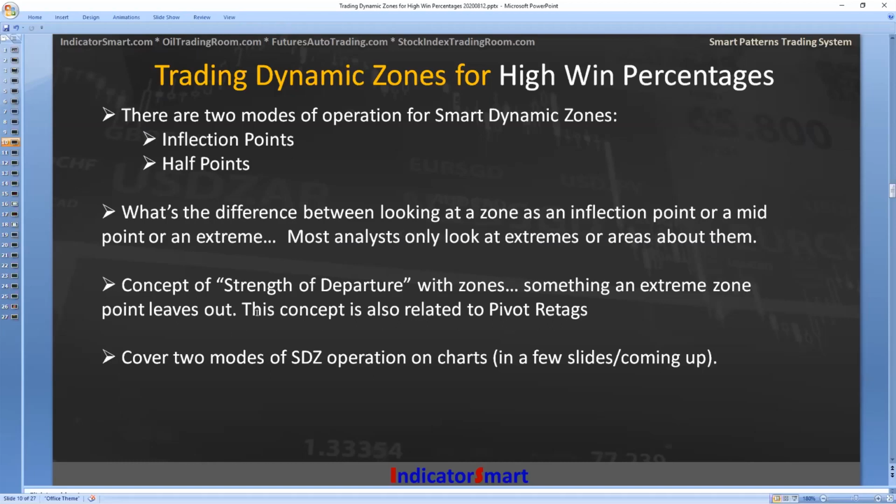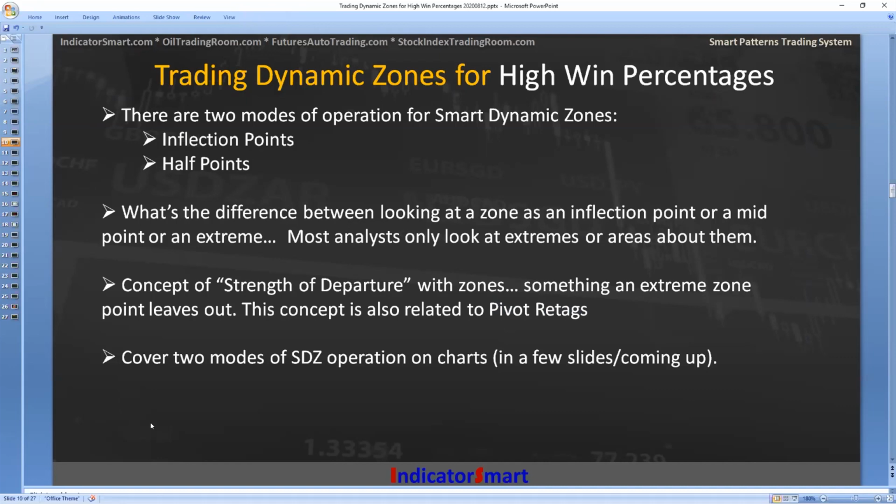This concept is also, for those who are in my trading room and have done some of my training, related to pivot retests, but you're looking at the quality of the pivot retest. So you also talk about pivot retags as zones. What's a pivot retag? It's where you come back and touch a prior area on the chart. Well, that's similar to doing that. It is, so that's why I threw that in there. So this kind of stuff is related. The market comes back and touches prior areas on the chart that it already touched, or half points, or this kind of thing.